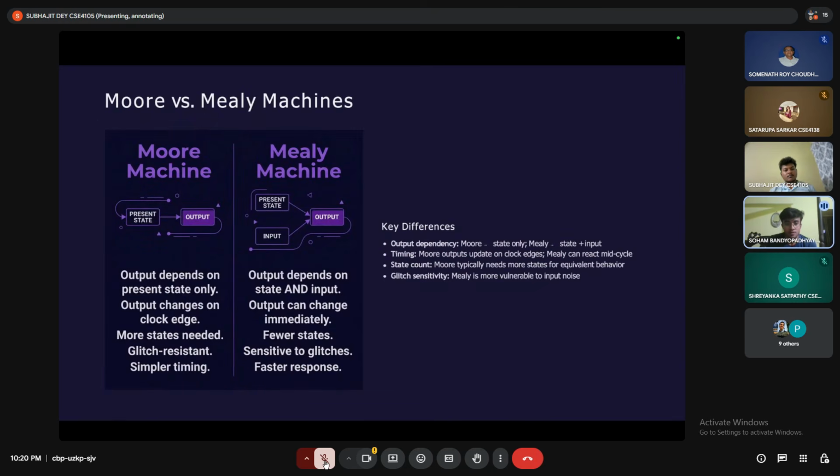Now the key differences between Moore machine and Mealy machine. We have 4 main differences. Output dependency. Moore depends on state only. Mealy machine depends on state plus input. Timing. Moore outputs update on clock edges. Mealy can react mid-cycle.